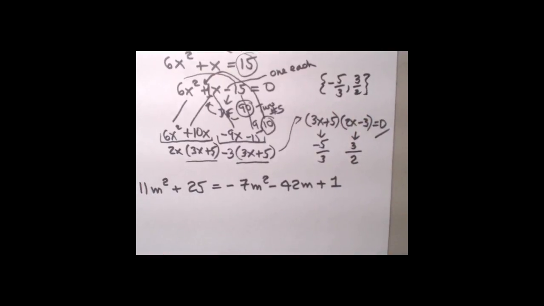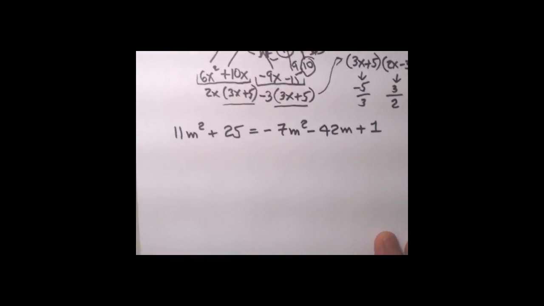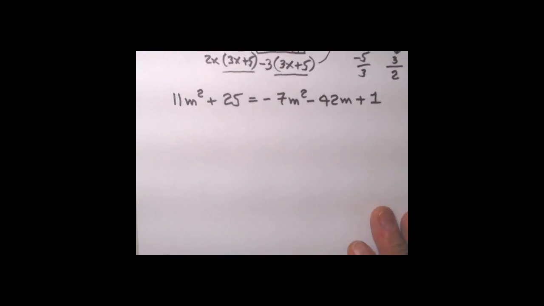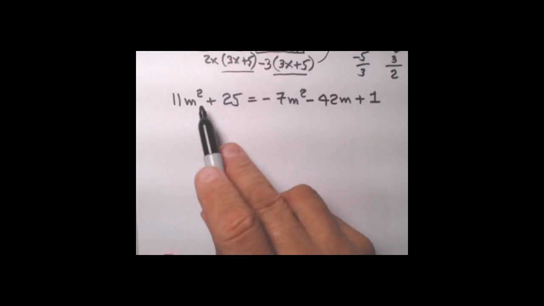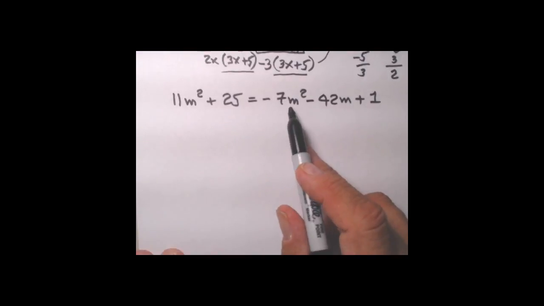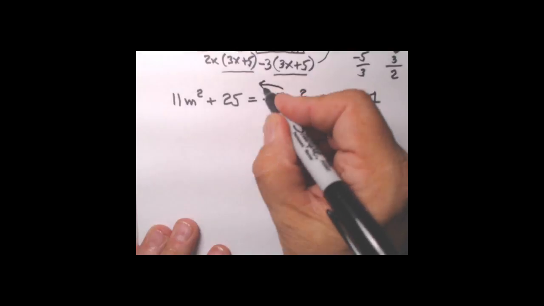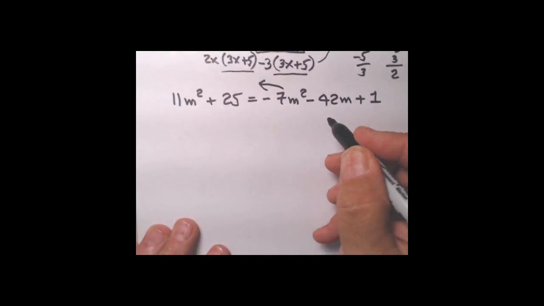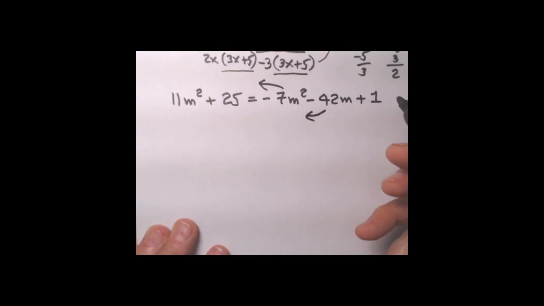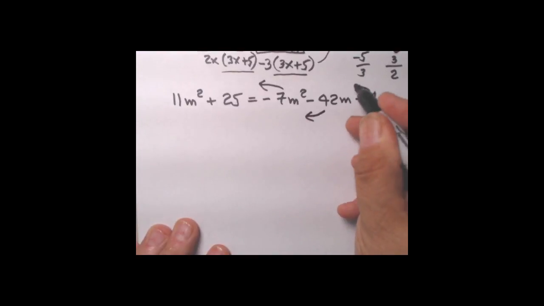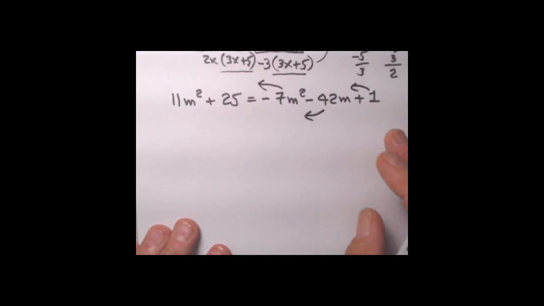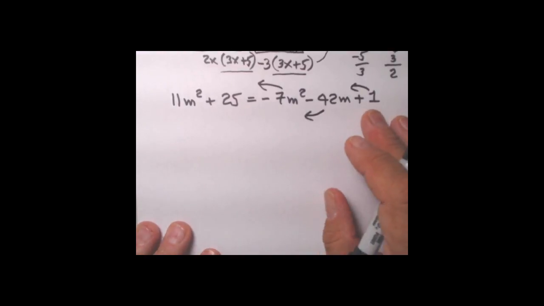Okay, well, let's look at one last example here. We're going to have to do a little bit of cleaning up on this guy. Again, you can tell that he is a quadratic because you've got variables that are squared. That means everybody gets moved to the left. So, okay, the negative 7m squared is coming over. The negative 42 is coming over. And don't forget the plus 1, it's got to come over as well.